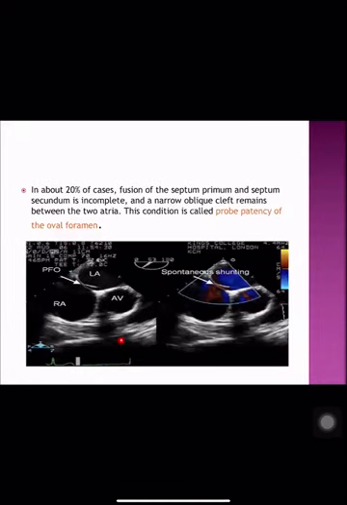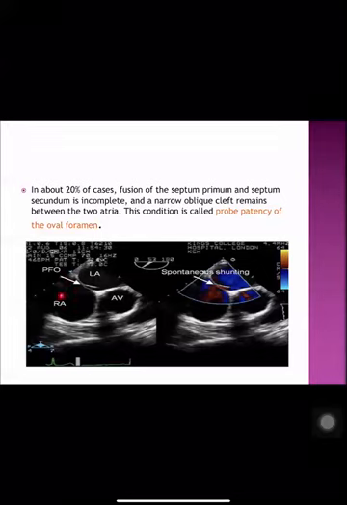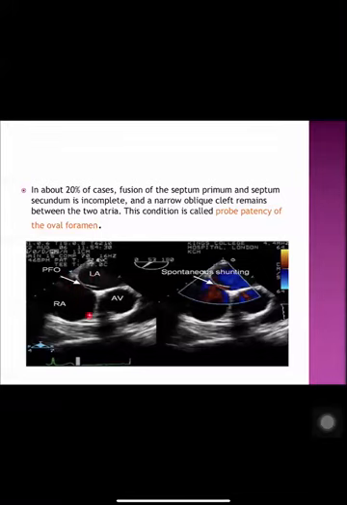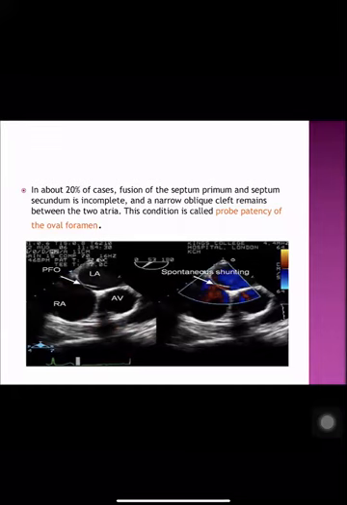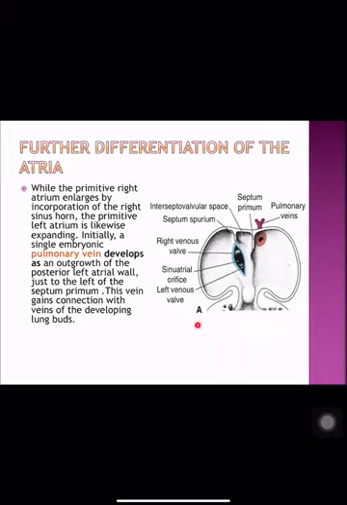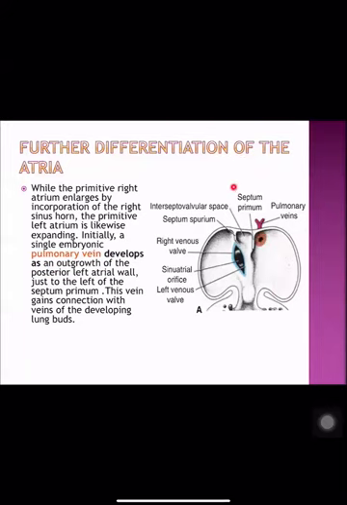Now, in about 20% of the cases, this fusion will never be complete. So it will remain patent, in a condition that is called the patency of the oval foramen, allowing the connection between both atria. Now, with the further differentiation of the atrium, as we said, while the right atrium is expanded by the incorporation of the right sinus horn, there will be expansion also of the left atrium with the formation of the single primitive pulmonary vein that will gain access to the lung.